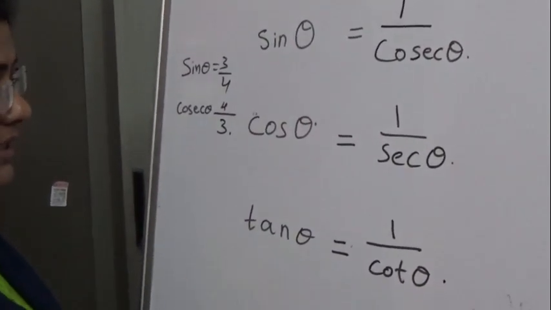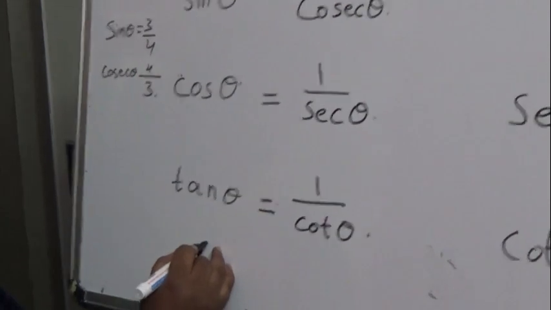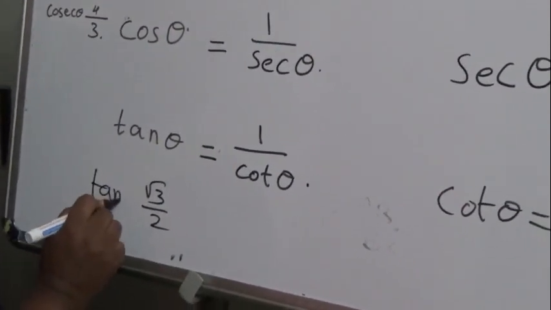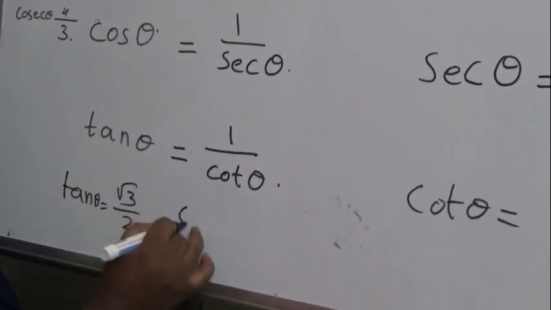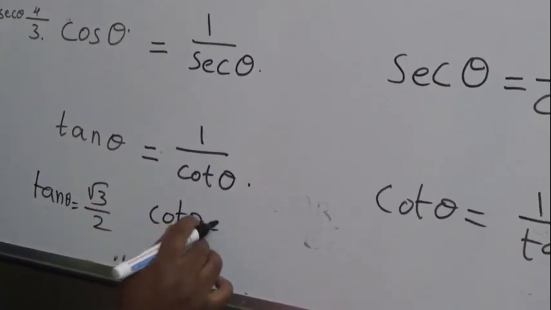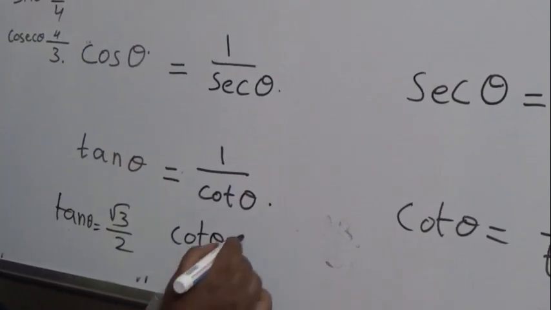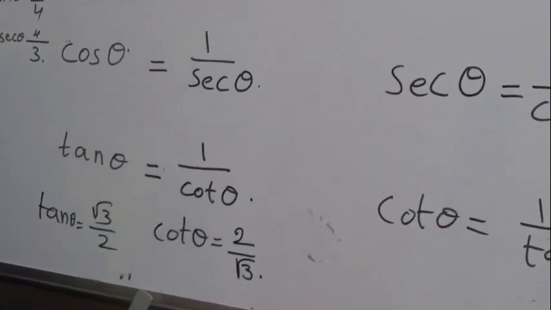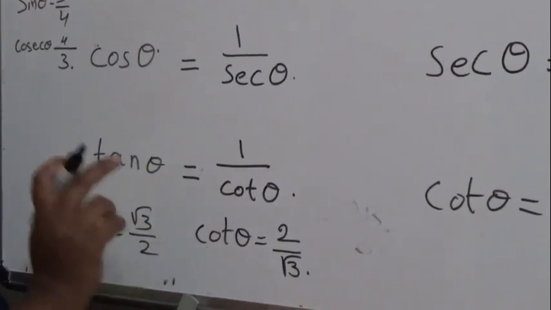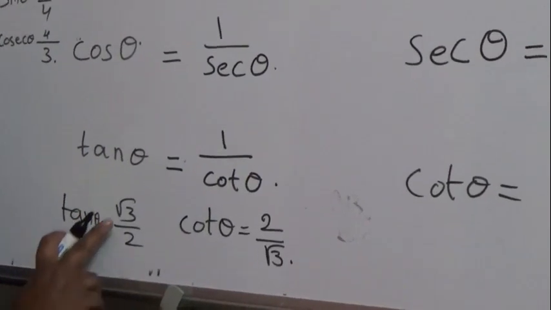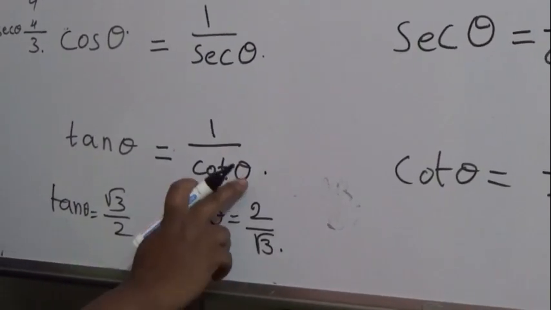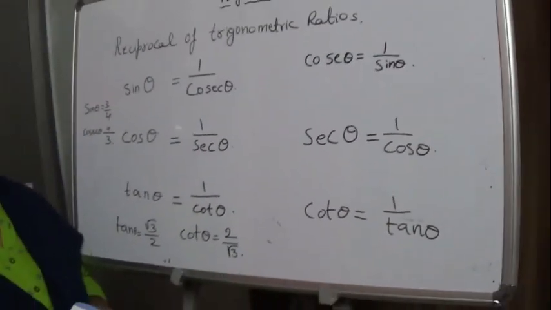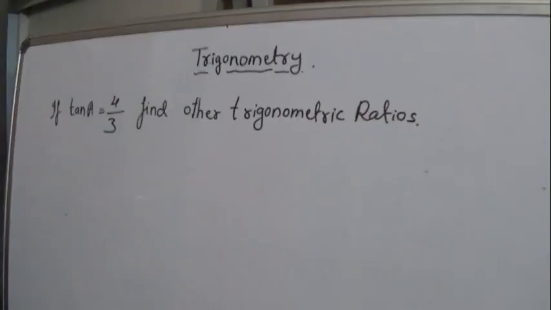In the same way, if tan theta is root 3 by 2, then what is the value of cot theta? Inverse of root 3 by 2, that is 2 by root 3. Reciprocal of tan theta is cot theta. Therefore, if tan theta is root 3 by 2, then cot theta is 2 by root 3. Using these reciprocal ratios, we can find the other values.